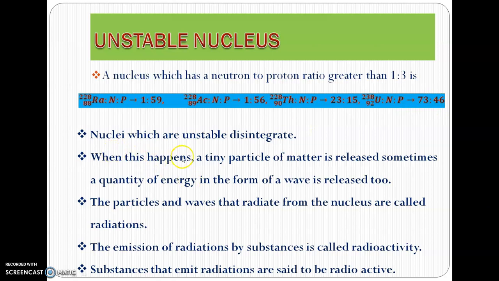Okay, so now what you need to know is that nuclei which are unstable, and those are the ones with the ratio of neutrons to protons which is greater than 1 to 3, normally disintegrate. And when this happens, a tiny particle of matter is released. Sometimes a quantity of energy in the form of a wave is released too.